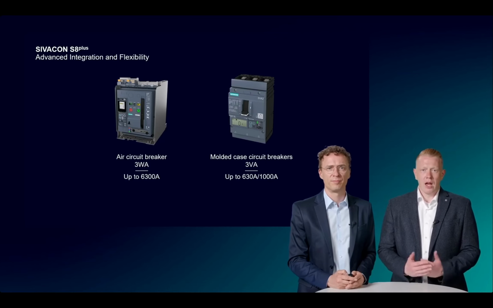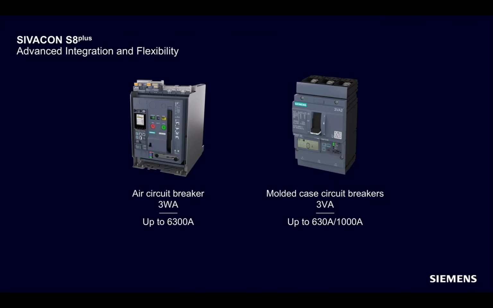Another option is the molded case circuit breaker, MCCB, that comes from the 3VA, which can also be used in the withdrawal unit up to 630 amps, or in separate sections up to 1,000 amps. The protection people have to adapt to that.